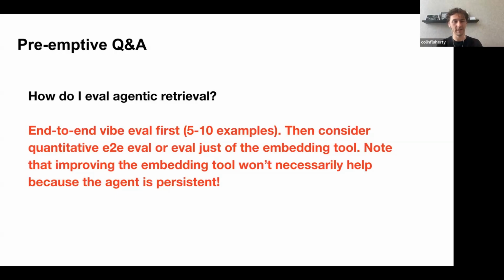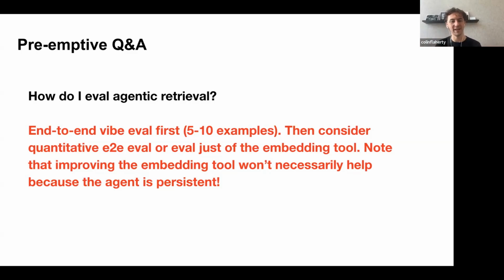Let's say in my end-to-end vibe evaluating, I noticed there are these kinds of questions which it's very fast at solving and it consistently solves correctly. And then there's this other set of questions where it sometimes solves them, but it's very slow and it does not at all solve them consistently.